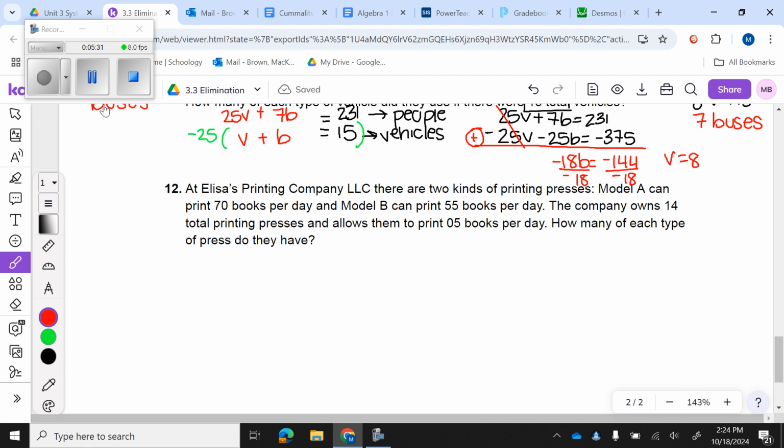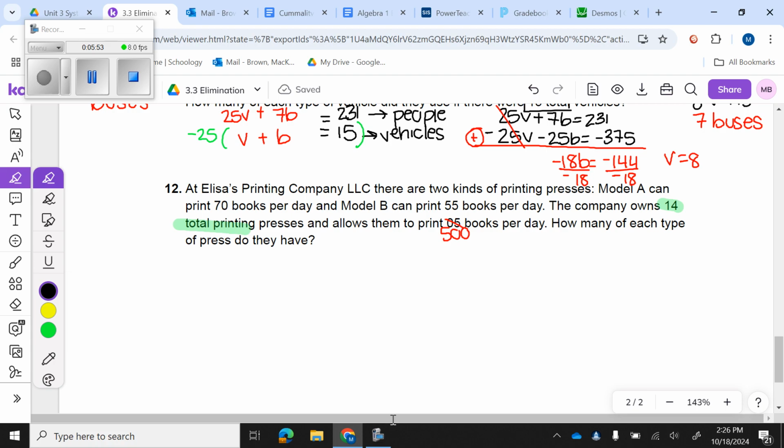All right, last one. Y'all change this right here to a 500. This was a typo, so change that to 500. It says, at Elise's printing company, there are 2 kinds of printing presses. Model A prints 70 books per day, and Model B prints 55 books per day. The company owns a total of 14 printing presses.